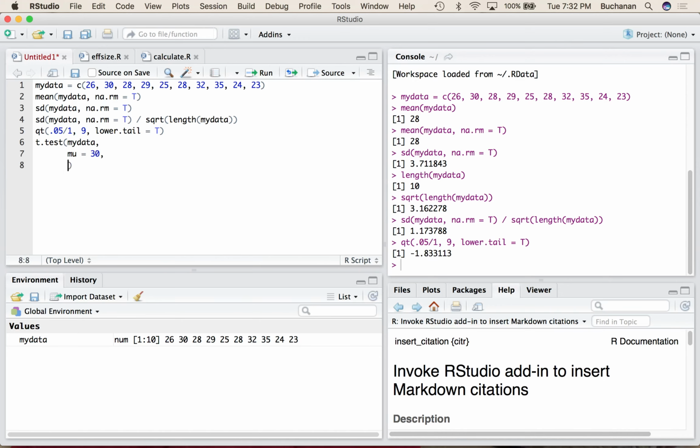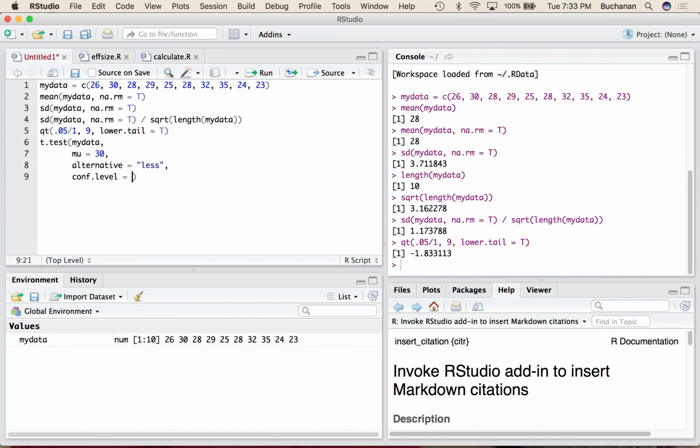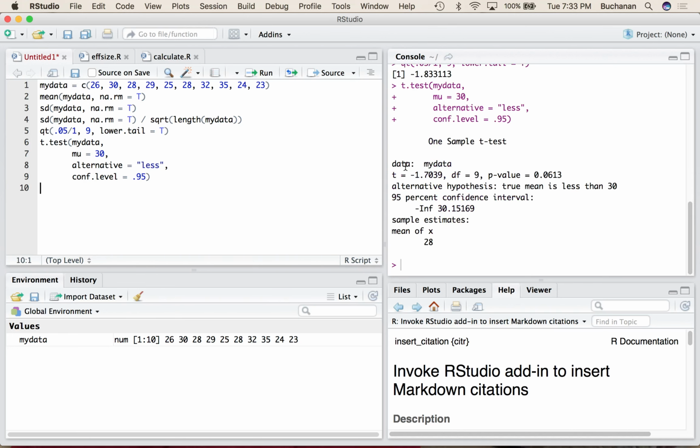And then we talked in class about alternative equals, in this case, it's a less than test. And definitely conf.level, so you can get your confidence interval. And it's 0.95. Remember, a 95% confidence interval is a 5% p less than test. Let's run all that. Now it tells me what t is. I can check my degrees of freedom, and they're 9.